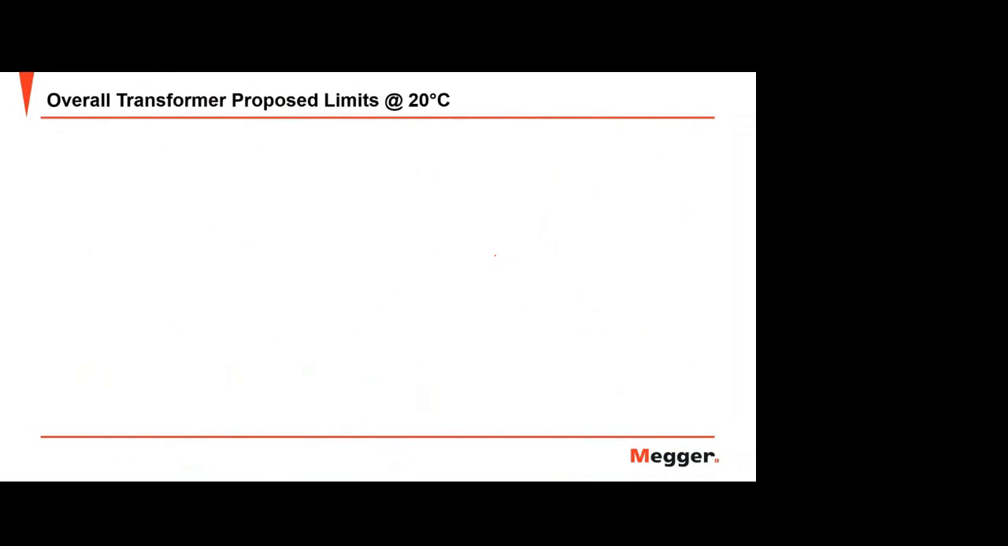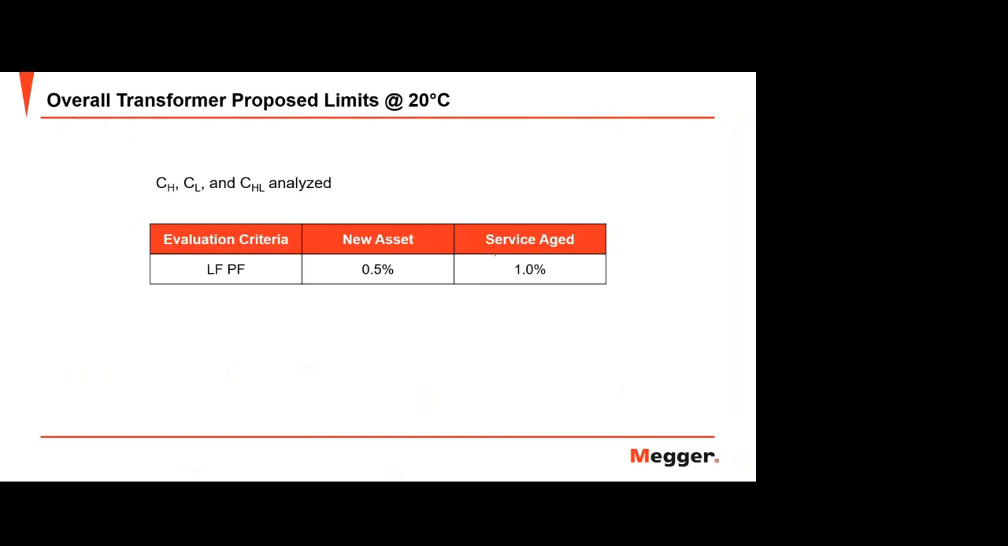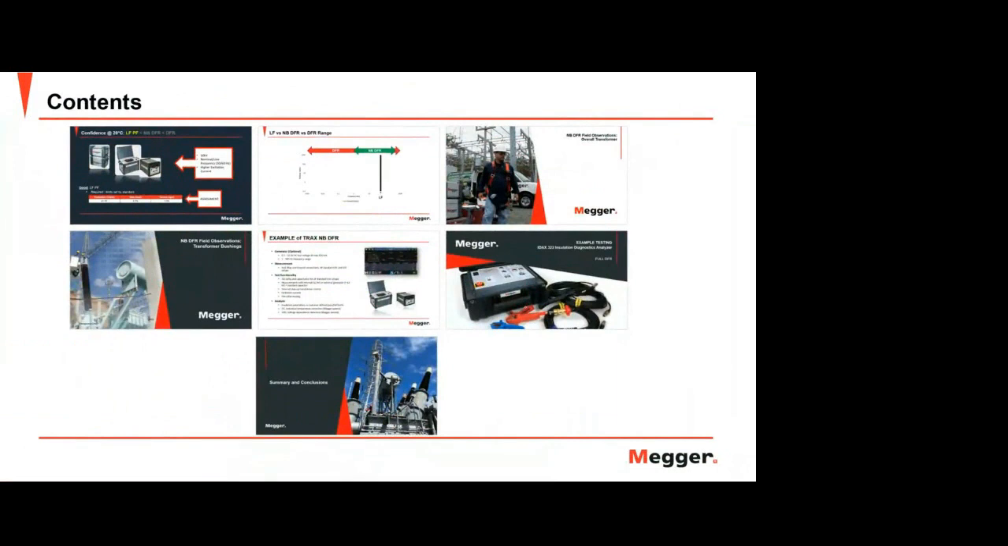So this narrowband DFR is not yet included in the standard. There's no standard for narrowband DFR, but for Megger, we have some proposed limits here. This is the limit from the standard, remember? For 1 Hertz, we are proposing 1% for a new asset, and for a service aged transformer, the limit is 2%. So this is just for you as an additional tool. Okay, we are proposing that.